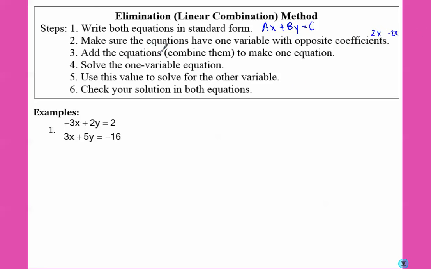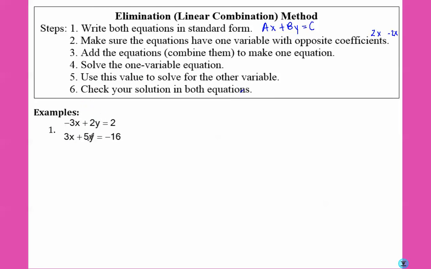Then we're going to add the equations, combine them to make one equation. We'll only have one variable left, so we'll solve that equation. We'll use that answer to find the other variable, and then we can check our solution by plugging into both of the equations.